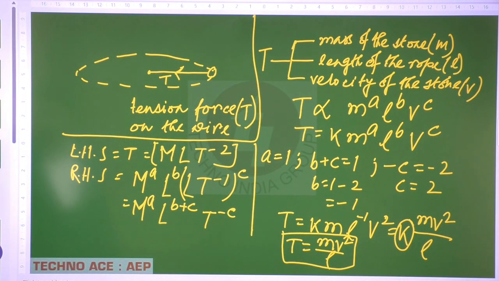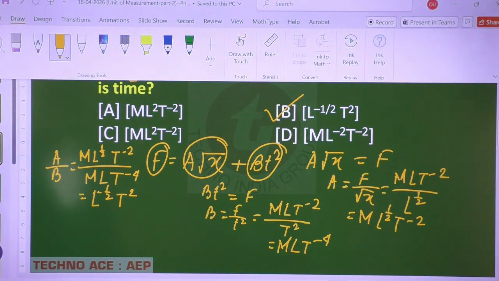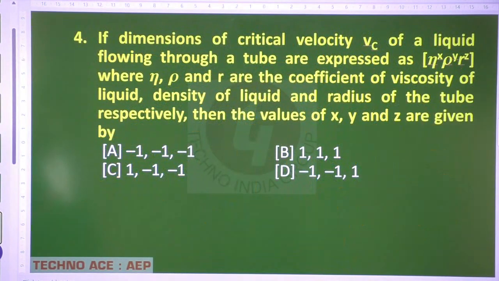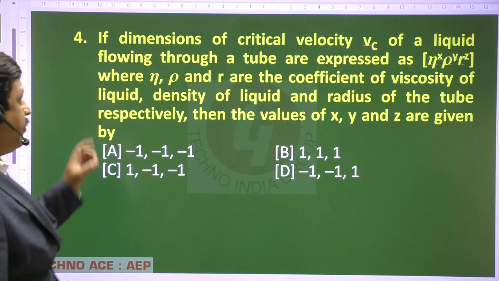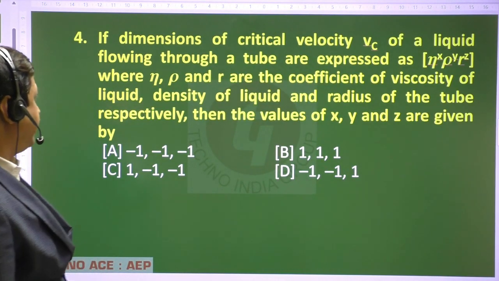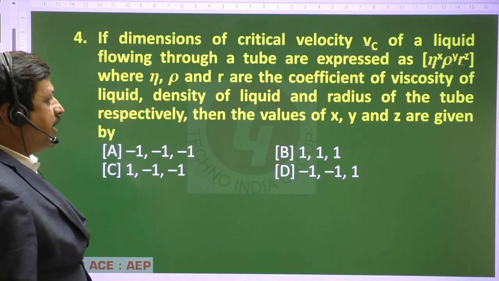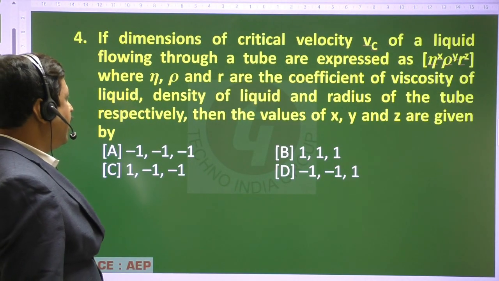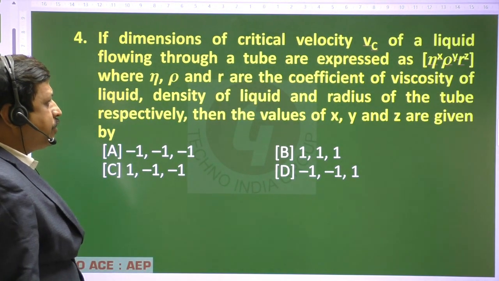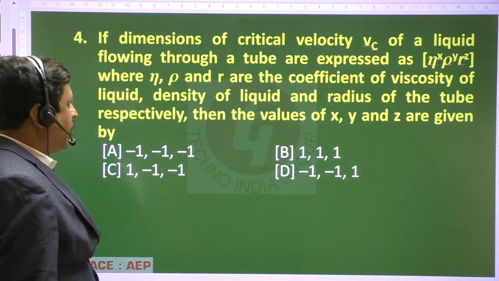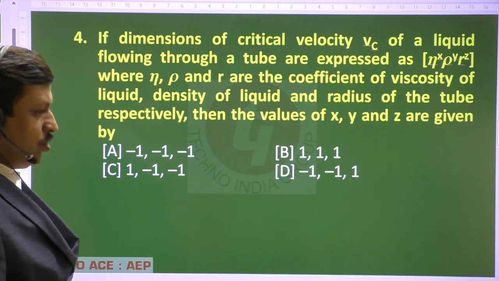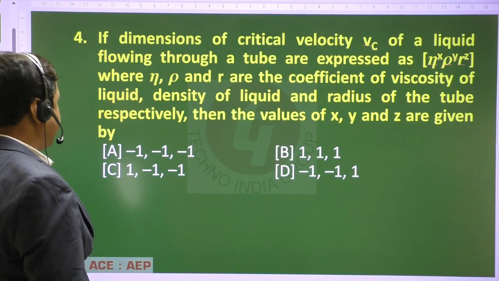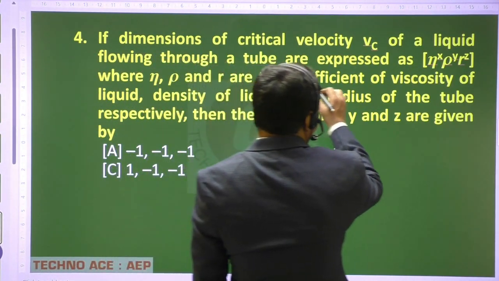Say in the next problem, same type. If the dimension of critical velocity of a liquid flowing through a tube is expressed as eta to the power x, rho to the power y, r to the power z, where eta, rho and r are the coefficient of viscosity of the liquid, density of the liquid, and radius of the tube. I know that you don't know the dimension of coefficient of viscosity, right? Because it is a new term.